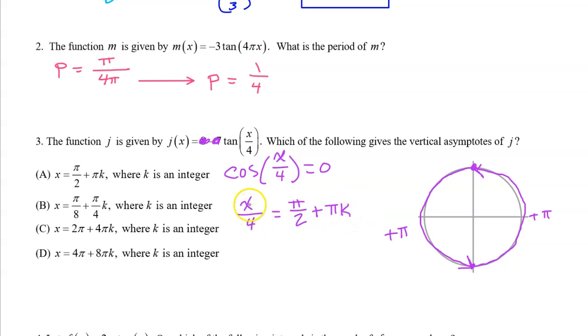We still need to get x by itself, so let's multiply both sides of the equation by 4. If we do that, on the left side, these 4's cancel each other out, and we just have x. 4 pi over 2 simplifies down to 2 pi, and then we have the plus 4 pi k. Let's look for this expression among the answer choices. Let's see, 2 pi plus 4 pi k. The answer is C.